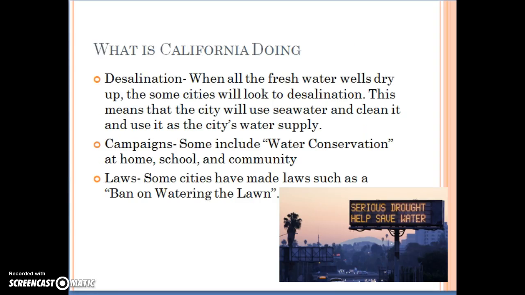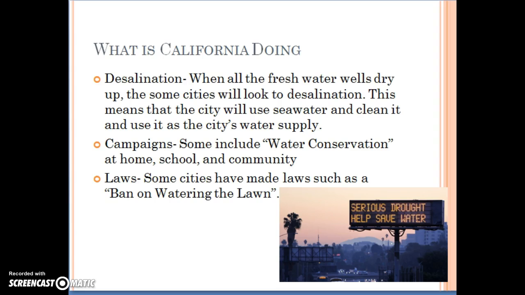So what is California doing? What is our state doing right now to help us out? So first of all, there's this process called desalination. Desalination is a process in which we get water from the ocean, clean it, and then use it to supply the city's water supply. So that is the end result that we get.